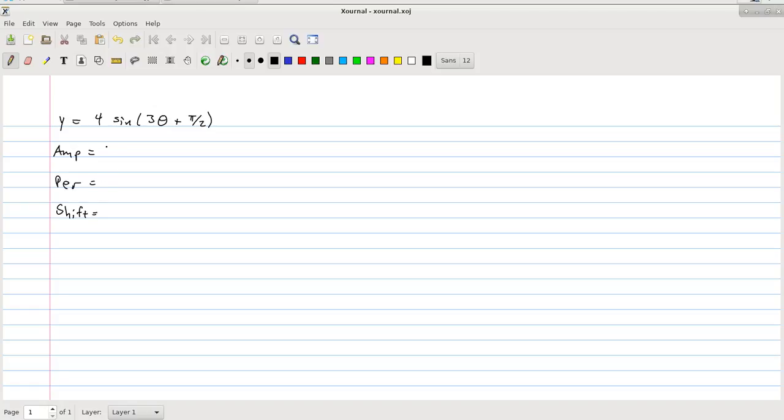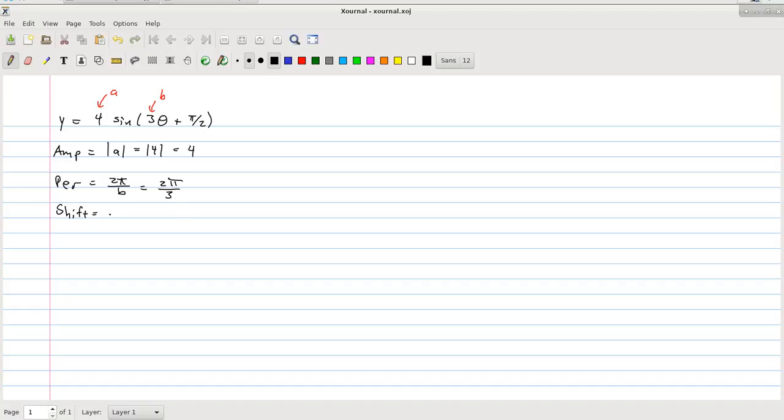Remember, the amplitude is the absolute value of a, where a is the coefficient of the sine or cosine function. So in our case, this is the absolute value of 4, which is 4. That says the max height of the graph is 4. The period, our formula is 2 pi over b, where b is the coefficient of the argument inside the sine function. So in this case, our period is 2 pi over 3.